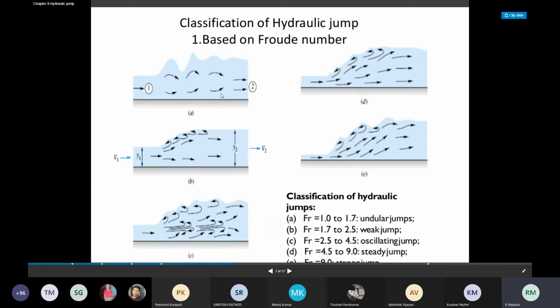But in other cases, it is not there. You can see wake formations only on the top surface. The inner region is not that much affected. So when it is a strong jump, you will have complete turbulence below and above, along the cross section of the entire flow. You can see the complete turbulence as well as the wake formation. That is called your strong jump. When the Froude number is more than 9, you classify it as a strong jump.